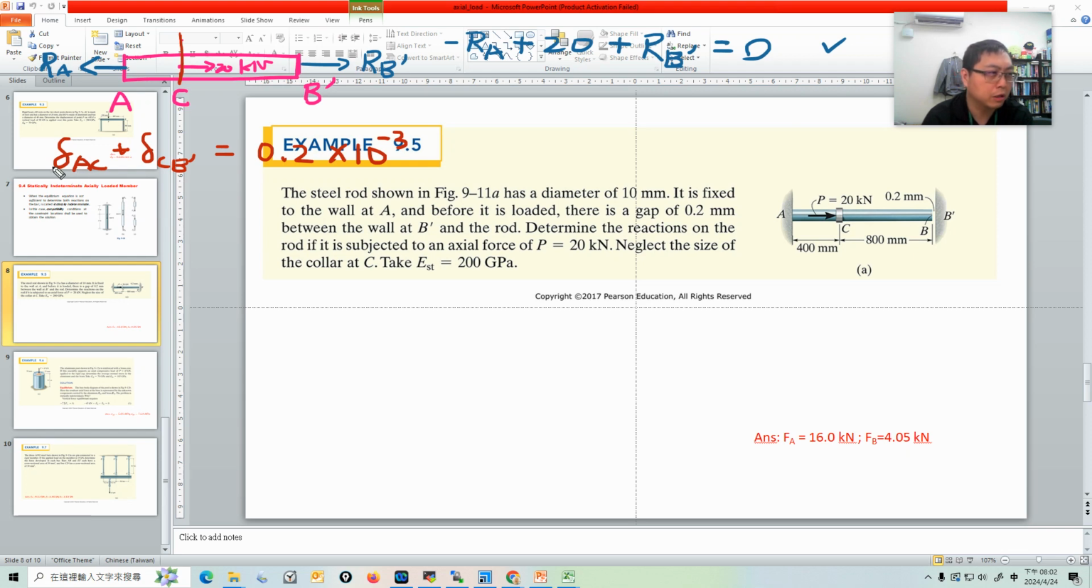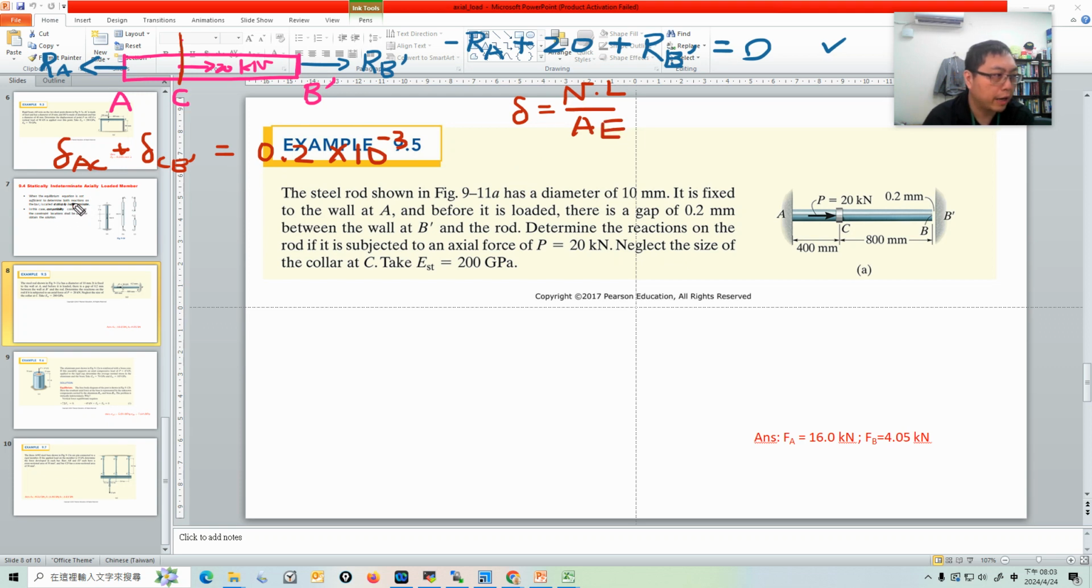When we use this compatibility equation and the original rigid body equilibrium equation, we can find RA and RB prime. How do we use this deformation to solve RA and RB prime? Let's keep doing this. First of all, do remember the deformation formula. The deformation formula for axial loading is N times L divided by A and E.